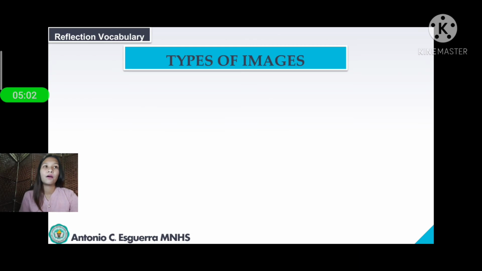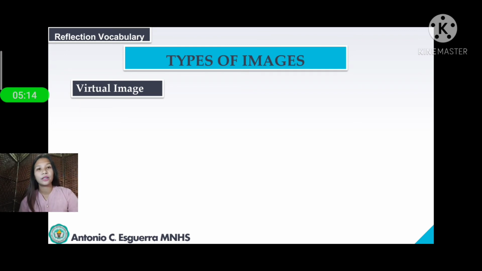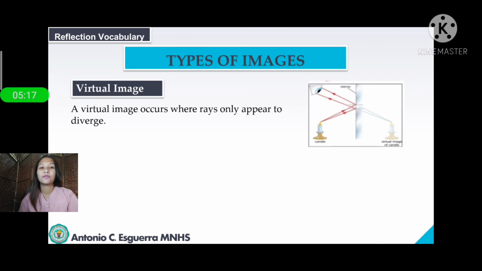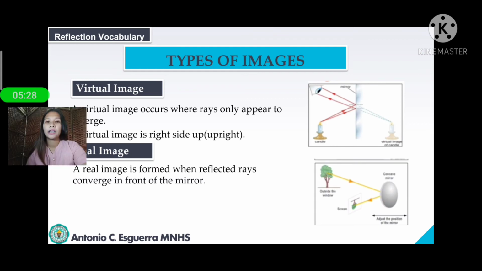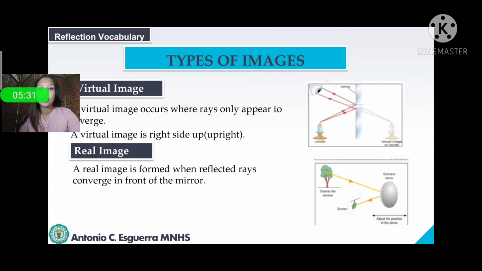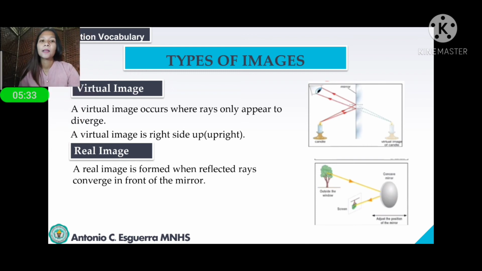We have different types of images. It is important for you to know the types of image formed by any optical device such as a mirror. We have the virtual image, where rays only appear to diverge, and a virtual image is right side up or upright. We have the real image, which is formed when reflected rays converge in front of the mirror. A real image is inverted or upside down.